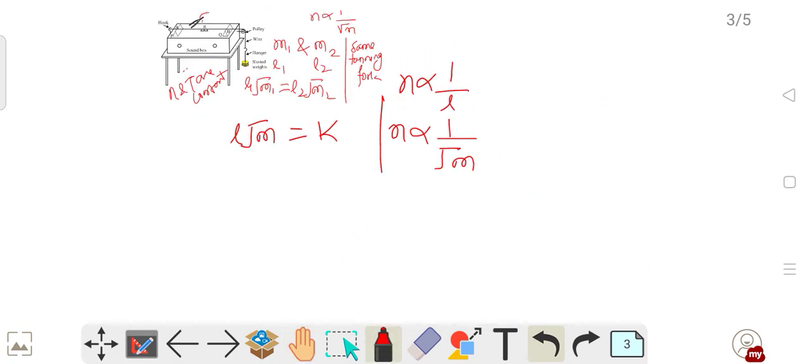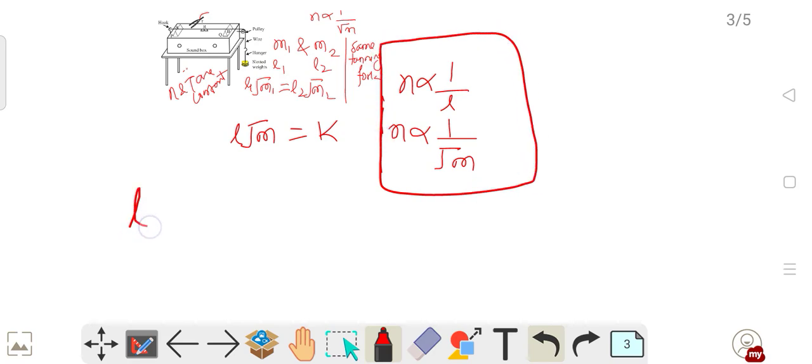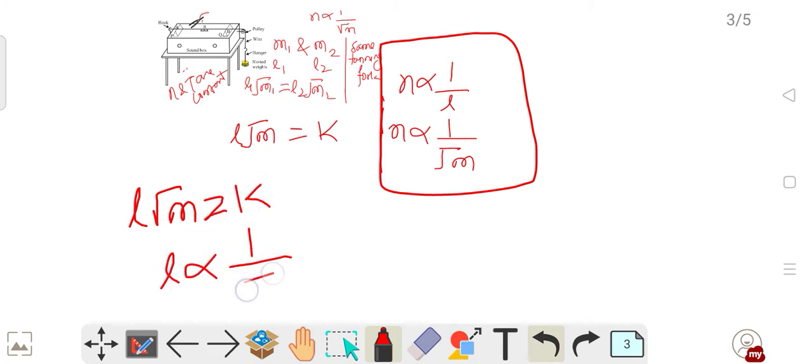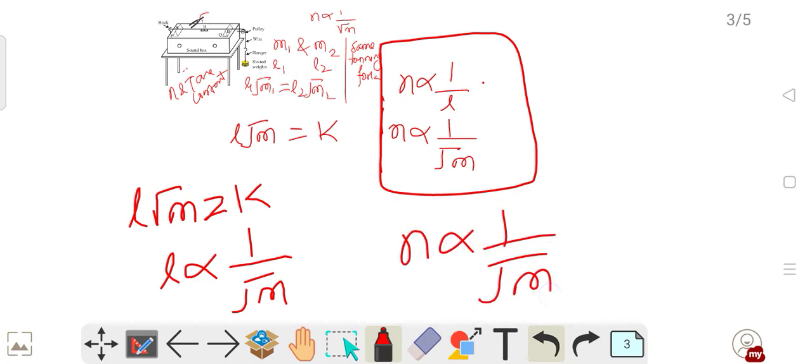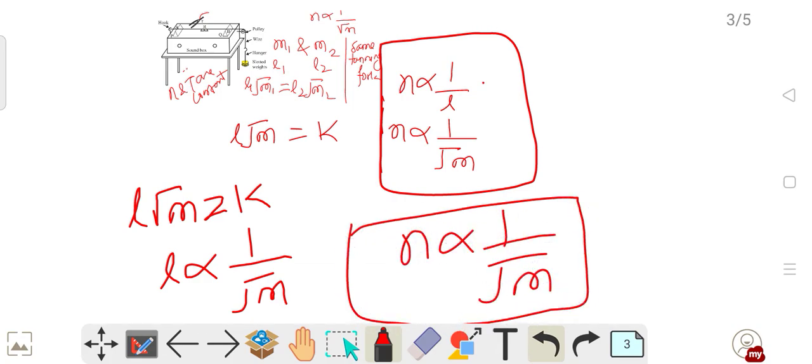Okay, I have found out that L root m equals K. That means L is directly proportional to 1 upon root m. So in place of 1 upon root m I can write L, and in place of L I can write 1 upon root m. Since n is directly proportional to 1 upon L, that means n is directly proportional to 1 upon root m, isn't it? Because L is directly proportional to 1 upon root m. Okay, this is as simple as that.